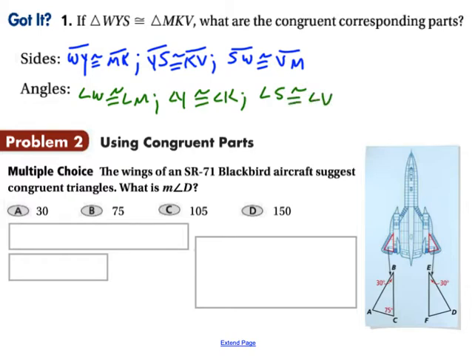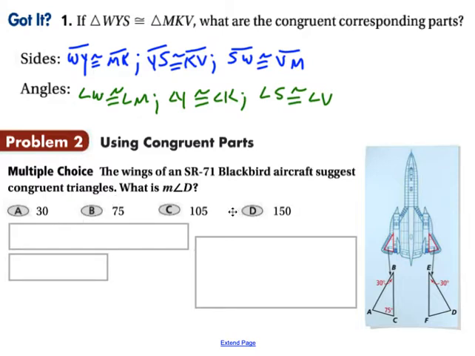All right, so let's keep going here. Here we have a multiple choice question about the SR-71 Blackbird aircraft. And it says that the wings suggest congruent triangles. So if you look at this picture right here, it looks like these two triangles, which they blow up here for us, look like they're congruent. What is the measure of angle D? We want to know the measure of angle D down here.